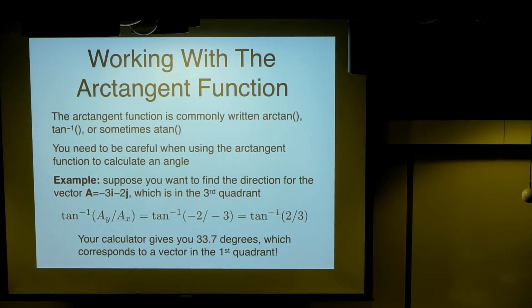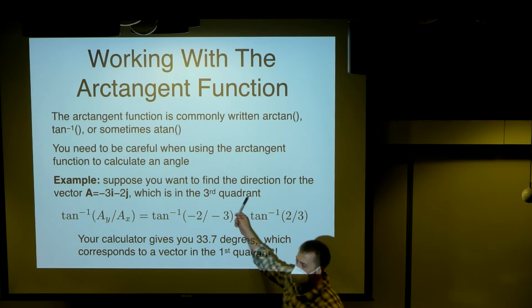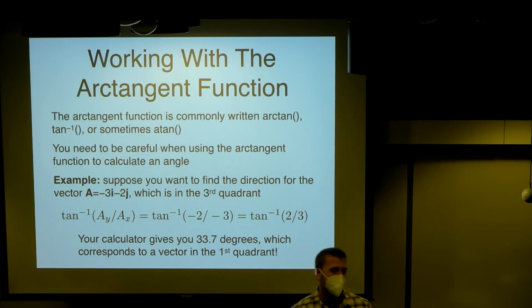And what I want to get across here is you need to be careful if you're ever using the inverse or arctangent function. So here's an example to get the point across. Let's say that I have this vector A, which is minus 3 i hat and then minus 2 j hat. And clearly that's in the third quadrant because both the x and the y component are negative, correct? What range of angles should we be looking at for this vector? Yeah, because we're in the third quadrant, just like we said before, the angle is somewhere in between 180 and 270.